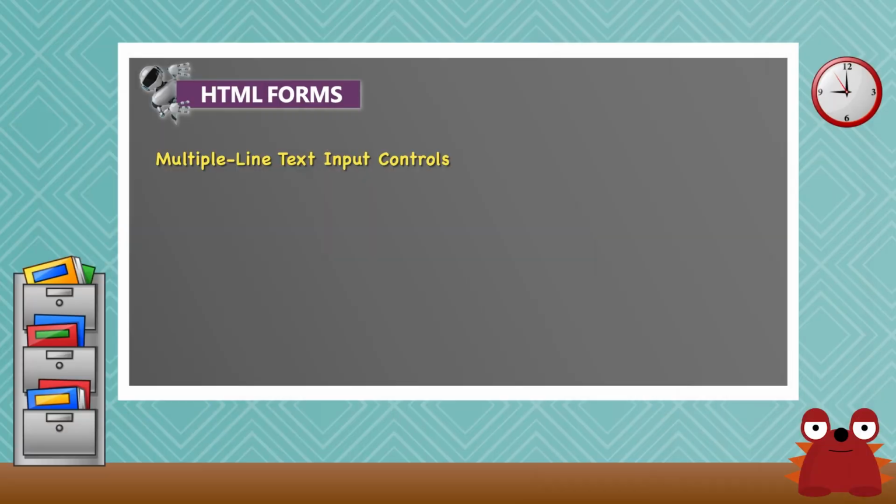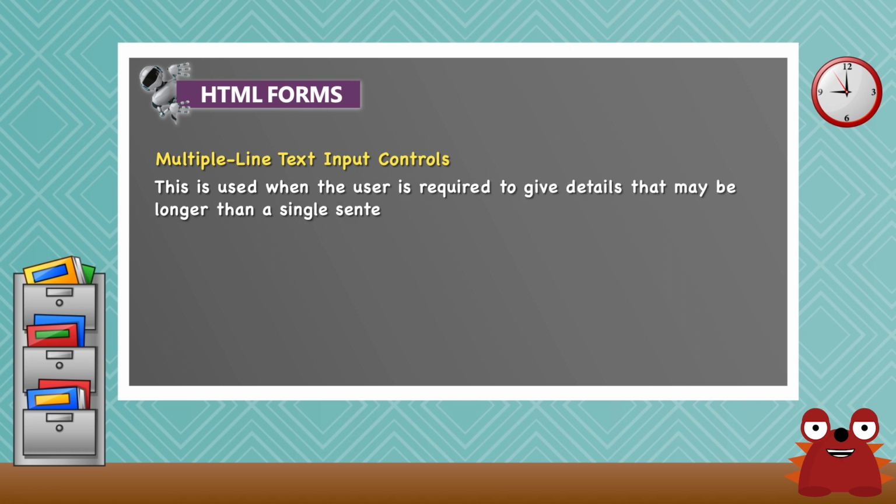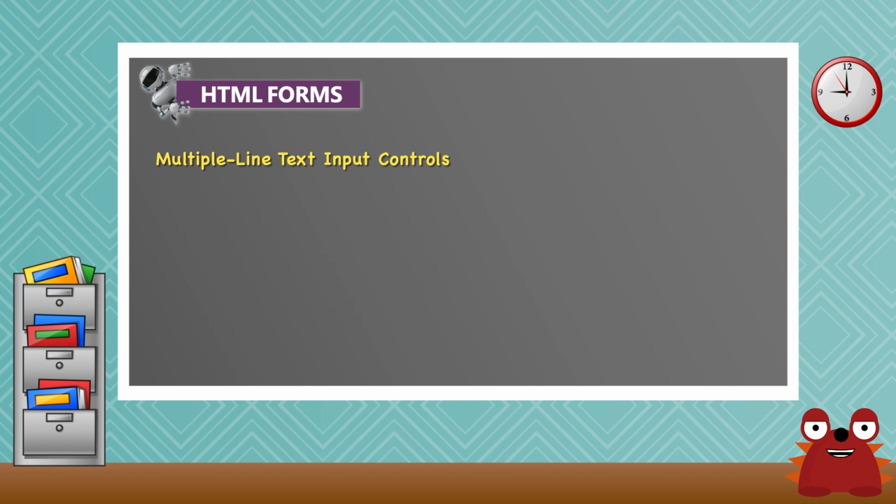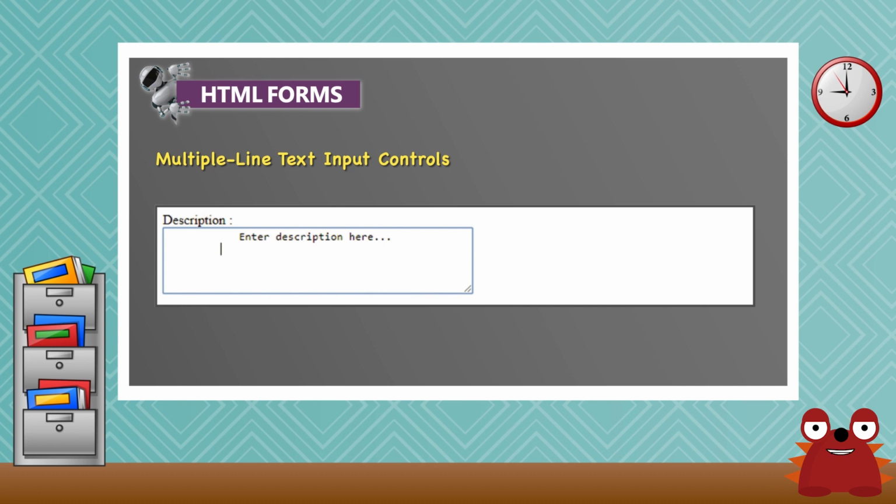Moving to multi-line text input controls. This is used when the user is required to give details that may be longer than a single sentence. Multi-line input controls are created using the HTML textarea tag. Here is a basic example of a multi-line text input used to take an item description. This will produce the following result.